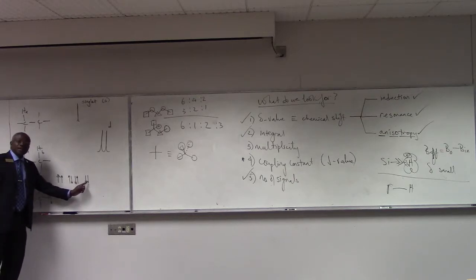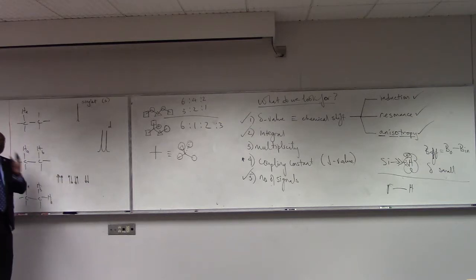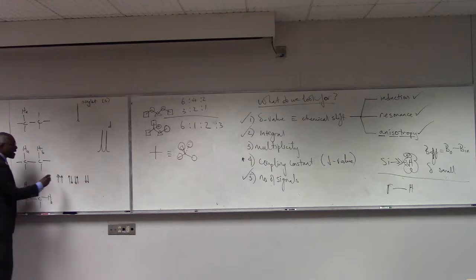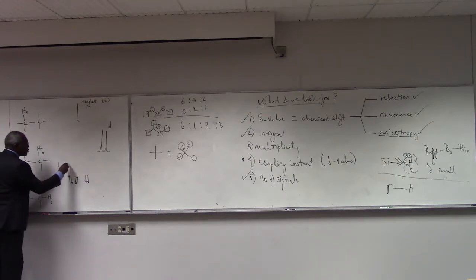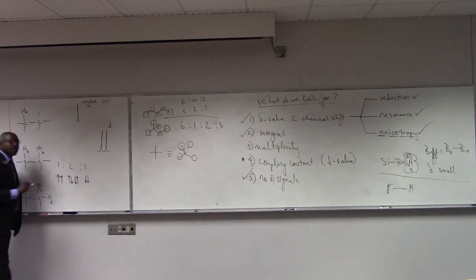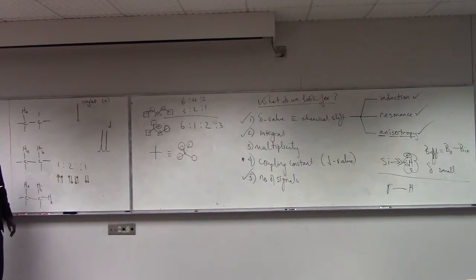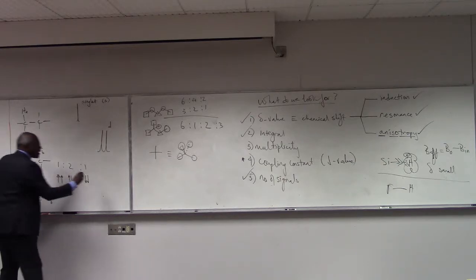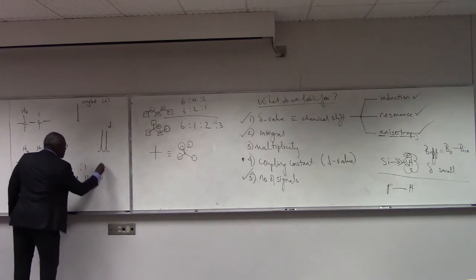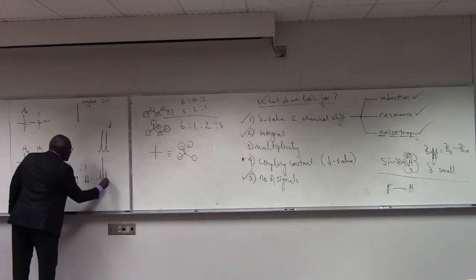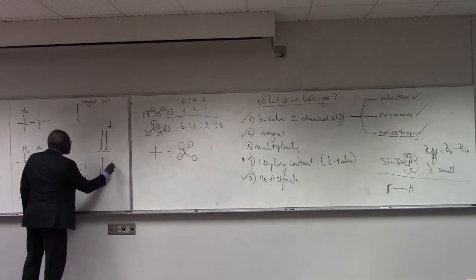Or they can both be anti-parallel. Well, these represent three different options, three different spin states. But they arise in a 1 to 2 to 1 possibility. So HA comes to resonance 3 times. And what I see is a triplet that is in a 1 to 2 to 1 ratio.